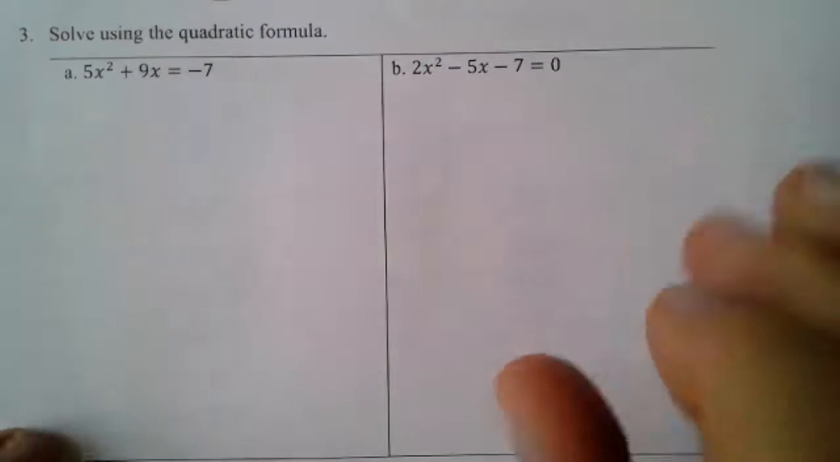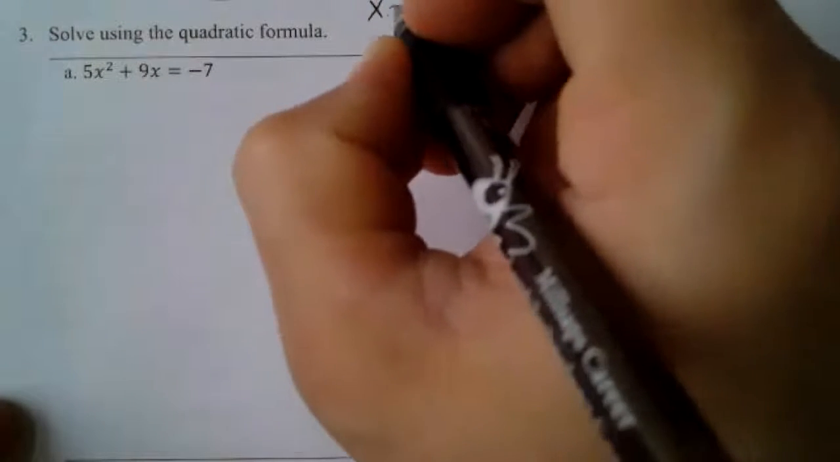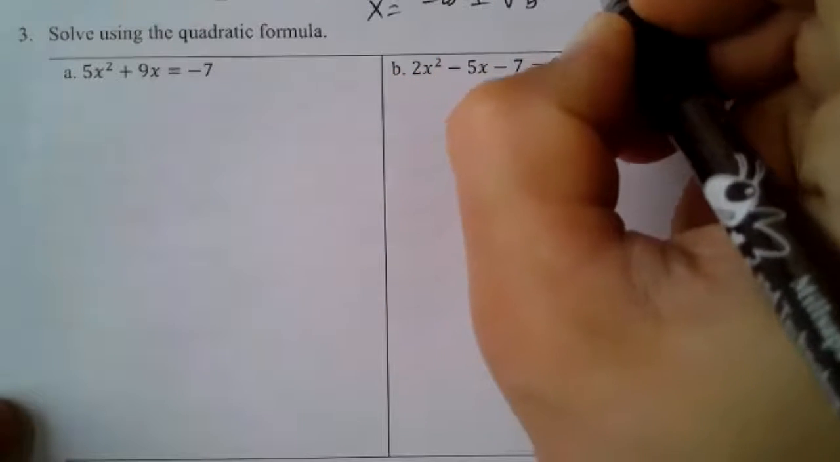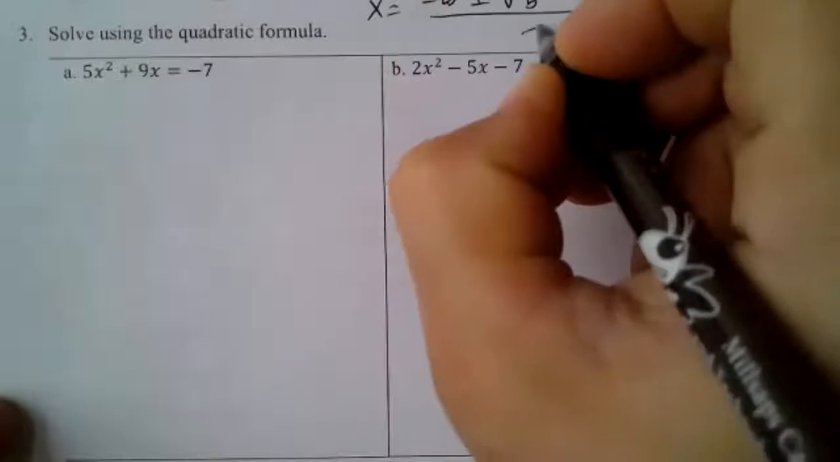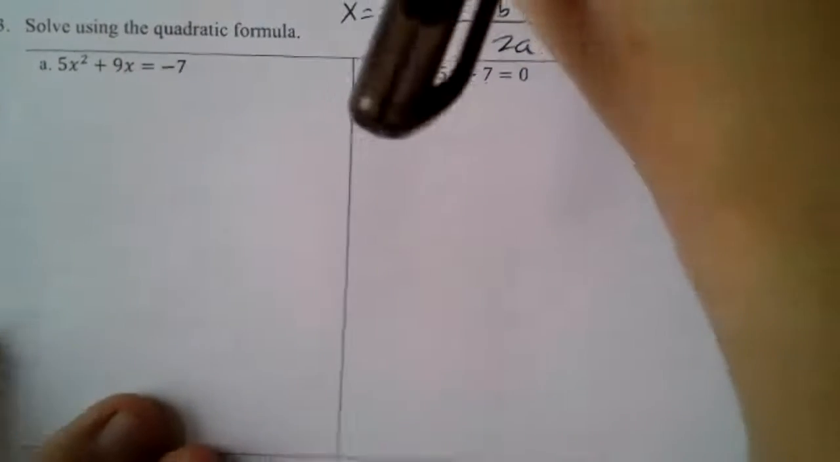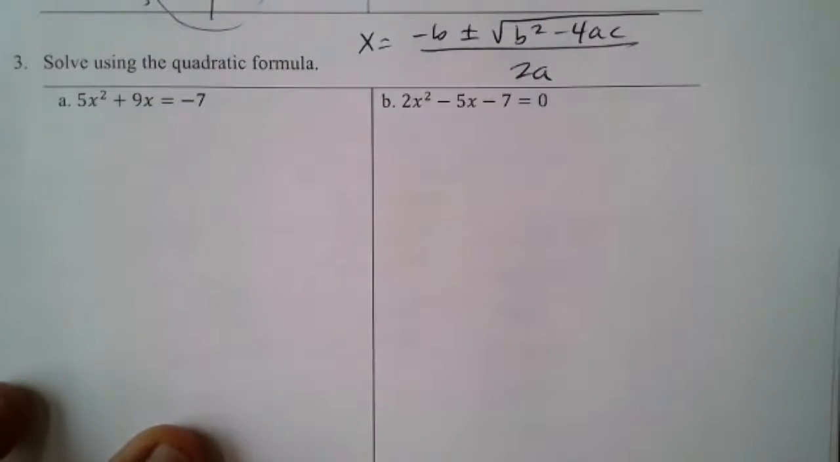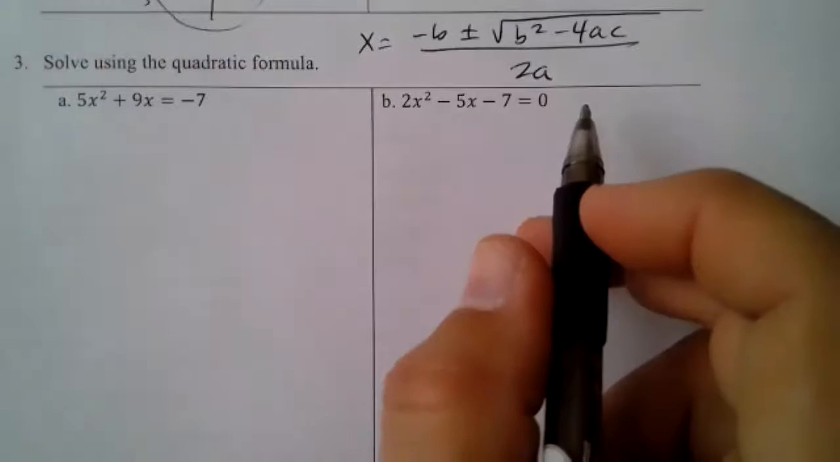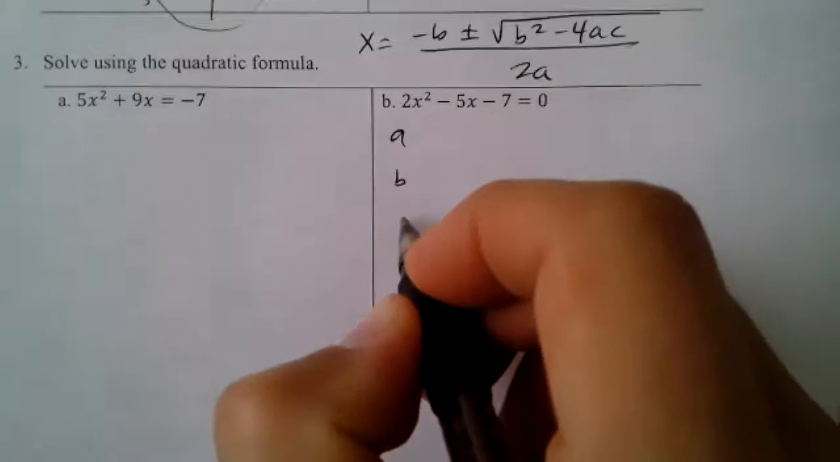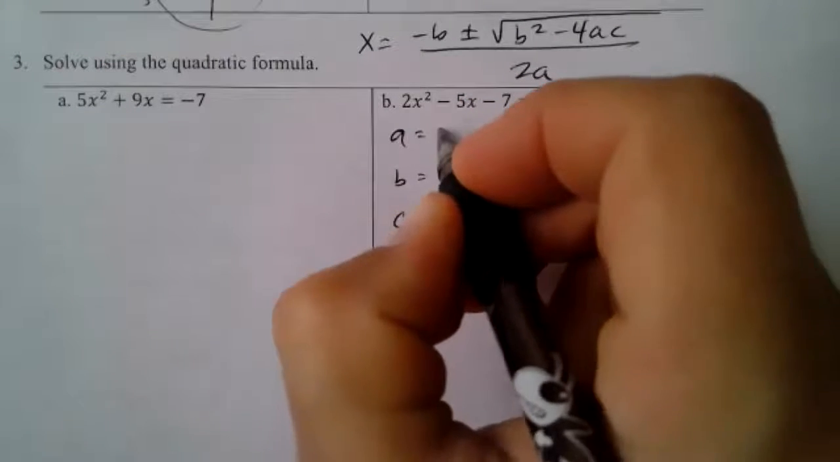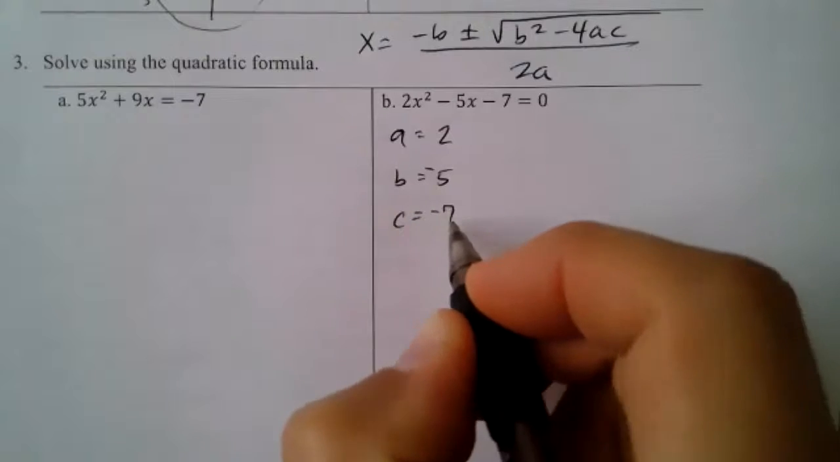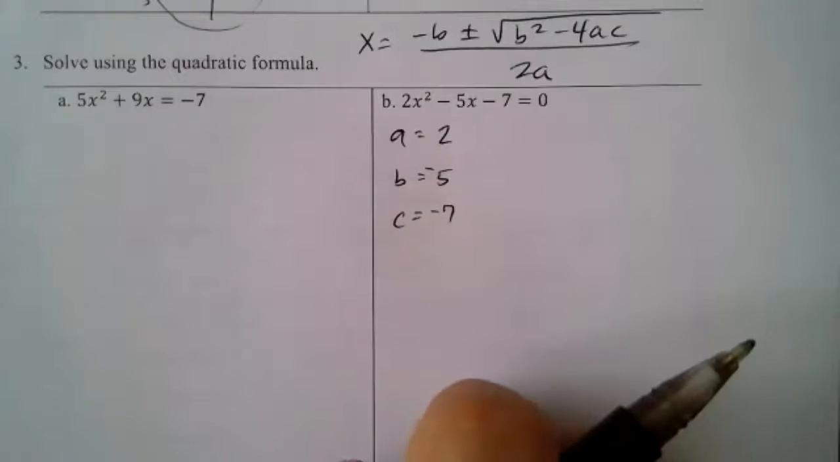Quadratic formula, easy breezy. All you got to do is x equals negative b plus or minus the square root of b squared minus 4ac, all over 2a. All right, so that's how the quadratic formula works. Now we need to organize this into our a, b, and c. In this term, we've got 2, negative 5, and negative 7 for our a, b, and c.